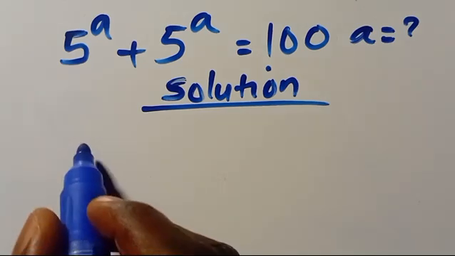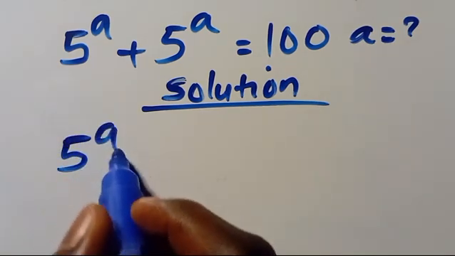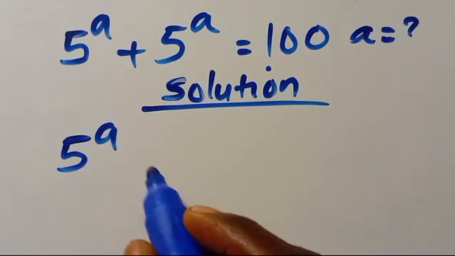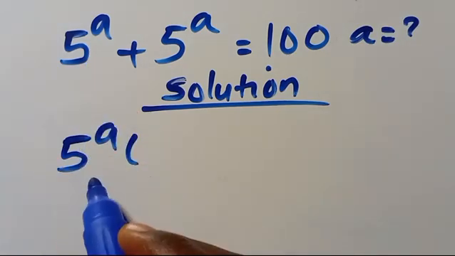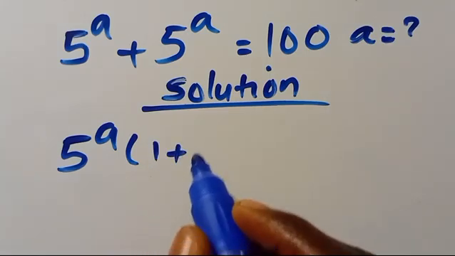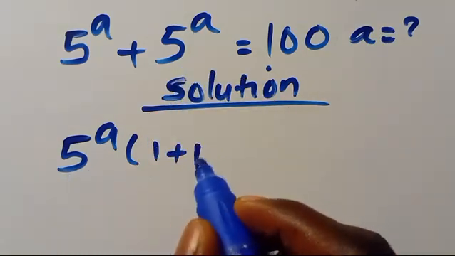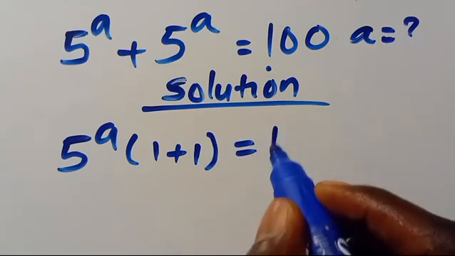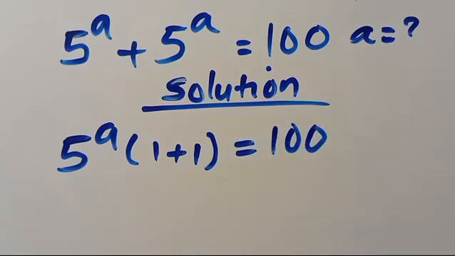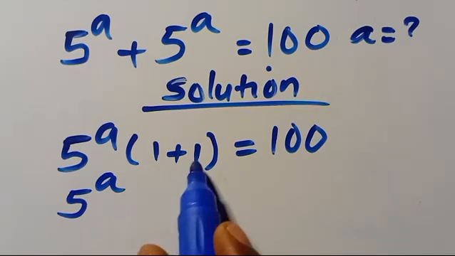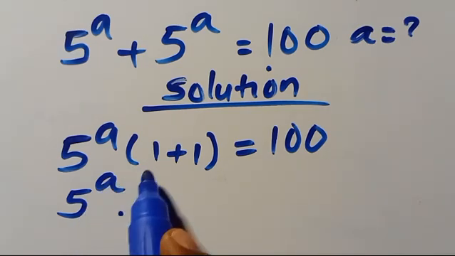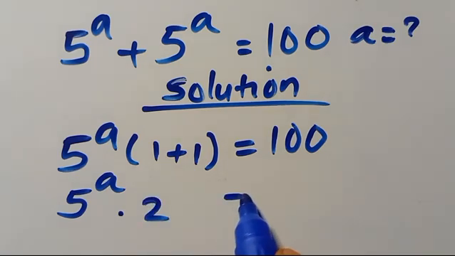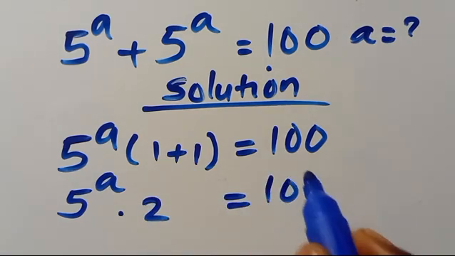It will be 5 to the power of a, open parenthesis, 5 to the power of a divided by this will be 1, plus 5 to the power of a divided by this will be 1, equals 100. So from here we have 5 to the power of a. Let's deal with this: 1 plus 1 will give us 2. Then it will be 5 to the power of a times 2 equals 100.